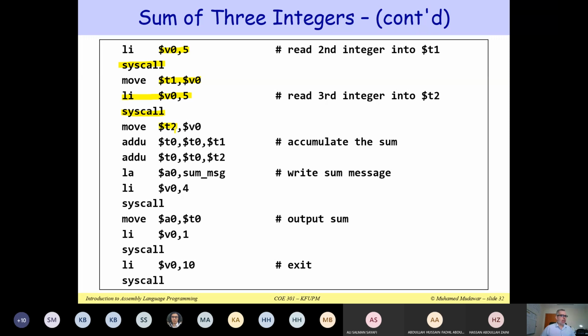Now I would like to calculate the sum of these three integers. So I'm going to add t0 plus t1, and put the result in t0. Add t0 to t2, put the result again in t0. So I have added these three integers.